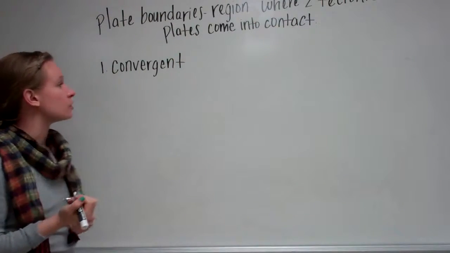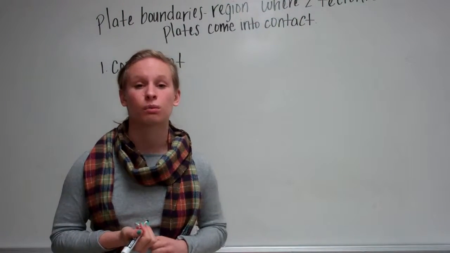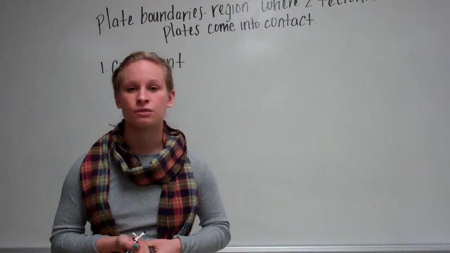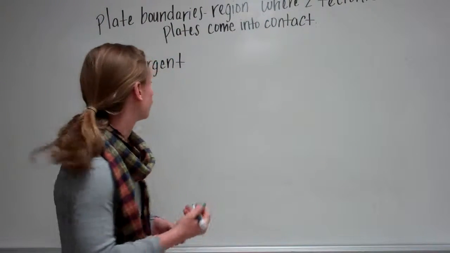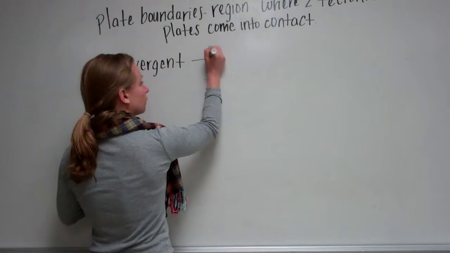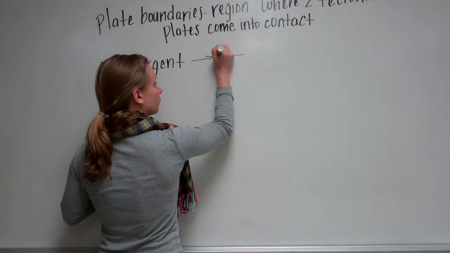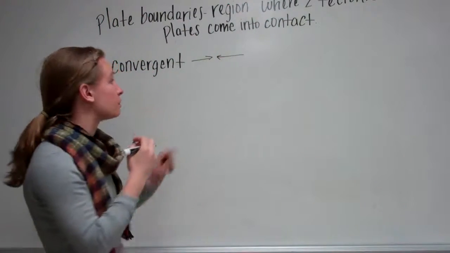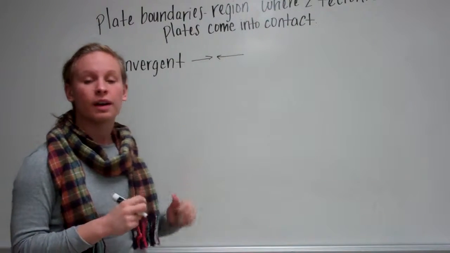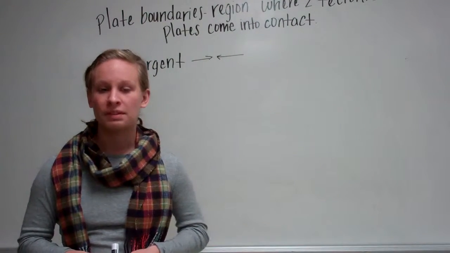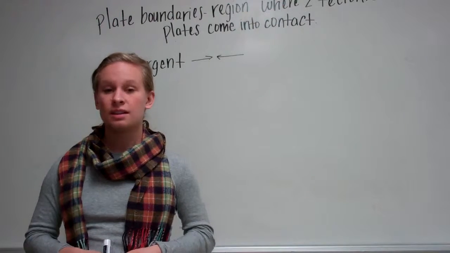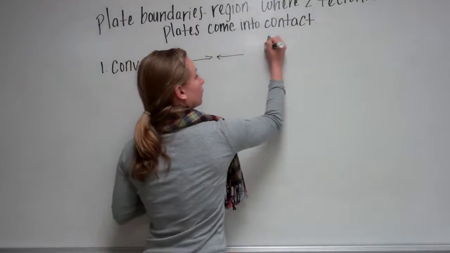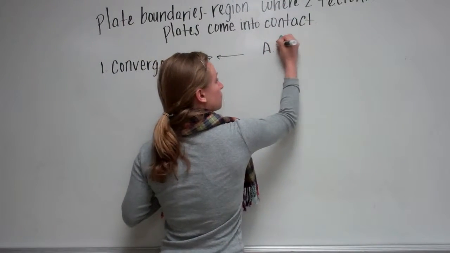Okay, and so with a convergent plate boundary, our plates are moving toward one another. So if we draw arrows to represent this relationship, it'll look like this. Okay, so they're moving toward one another. And we have a couple different outcomes for when these plates come into contact like this. So the first one is we can get a volcano.